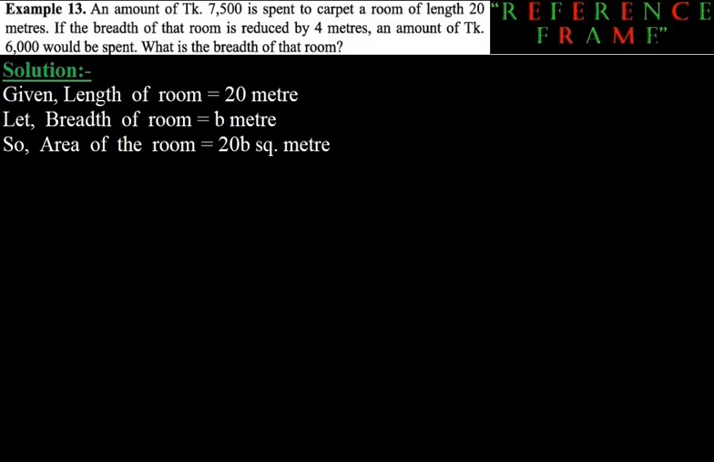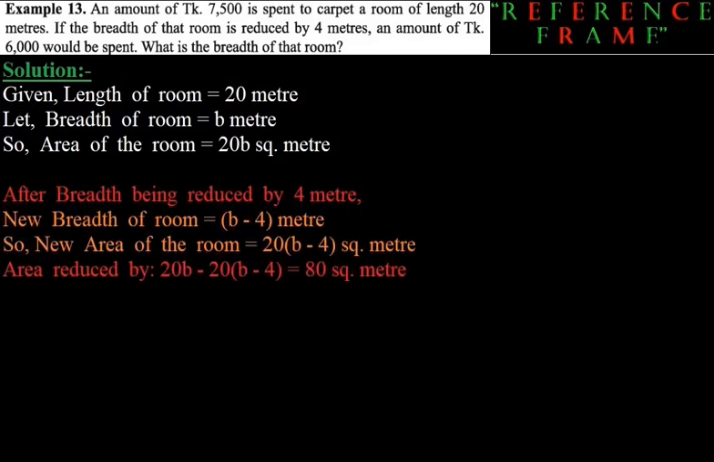Look here, we are given that the length of the room is 20 meter and let the breadth of the room be b meter. Therefore the area of the room, since this is a rectangular room, must be length into breadth. Here the length is 20, breadth is b, so the total area is gonna be 20 into b, that means 20b square meter. But look what is mentioned in the question. The breadth of the room is reduced by 4 meters. Since the breadth is reduced by 4 meters, therefore the area of the room must be reduced.